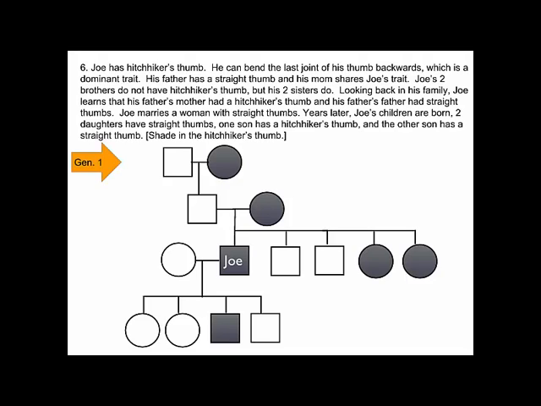Generation 1 were Joe's grandparents. Generation 2 were his parents. Joe's generation 3, and Joe's children were generation 4. How do we do on this one? Good. Pretty good?